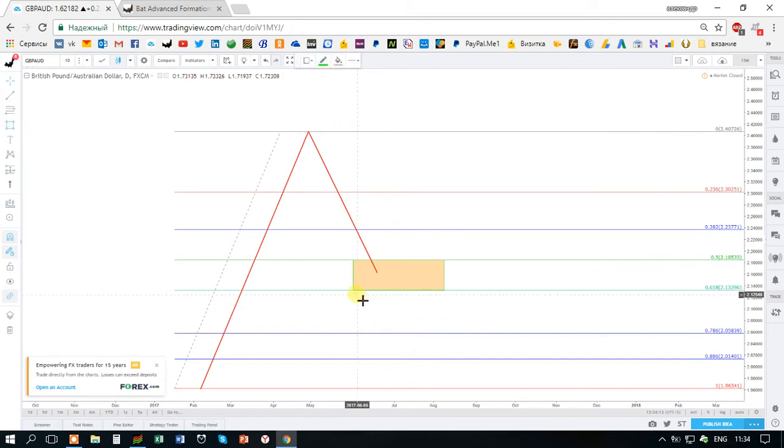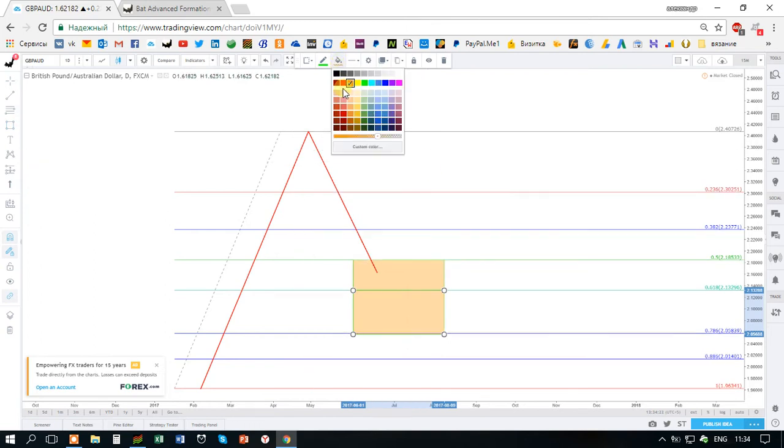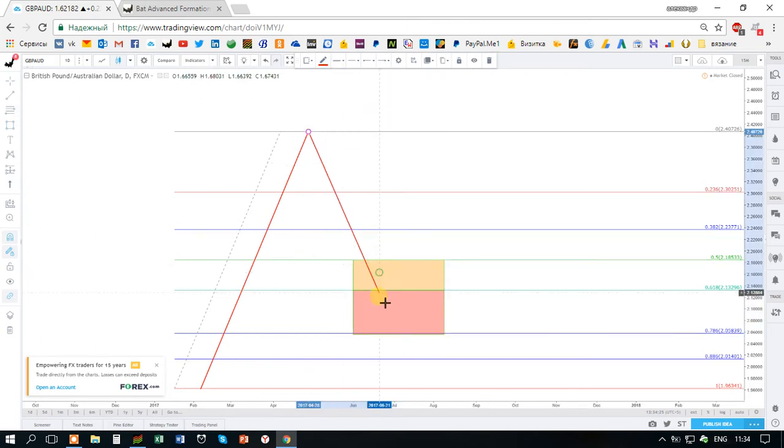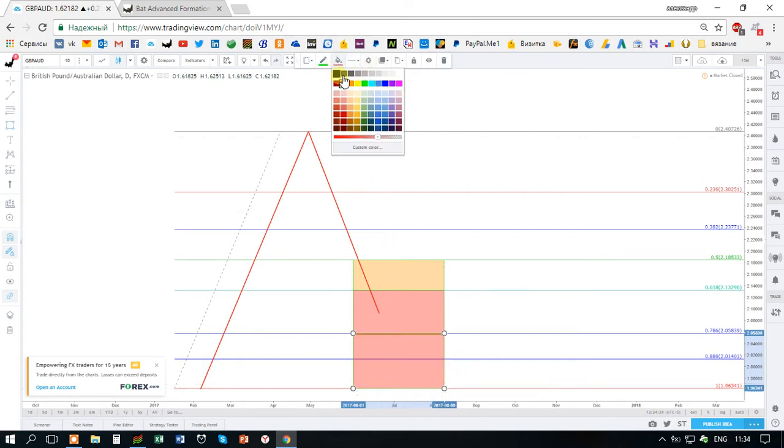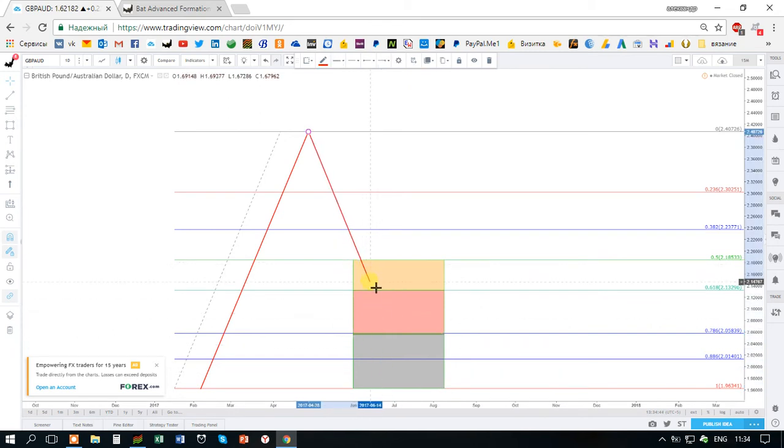Okay, so if price goes lower and goes into the range from 618 to 786, then we will have a Gartley advanced formation. If price goes even lower and hits the range from 618 to 1, then we have a Butterfly advanced formation. So like this. So this is the Bat, the Gartley, and the Butterfly.